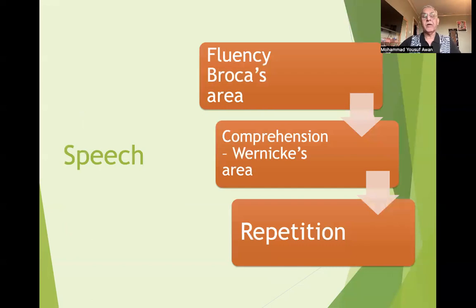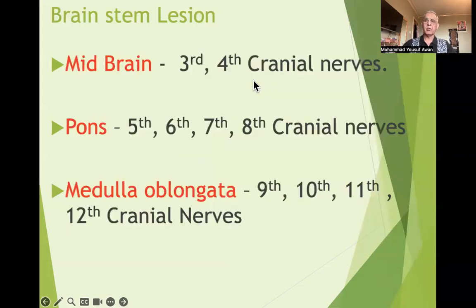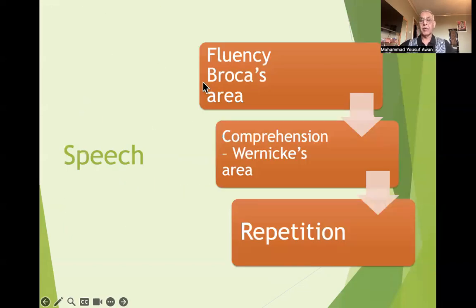So, the speech area. As I mentioned, Broca's area is the motor part of the speech area, which controls the motor part of speech and affects fluency. The patient will produce some words, but no fluency. Comprehension is in Wernicke's area, so the patient may be speaking fluently, but has no comprehension, no understanding of what he is speaking.